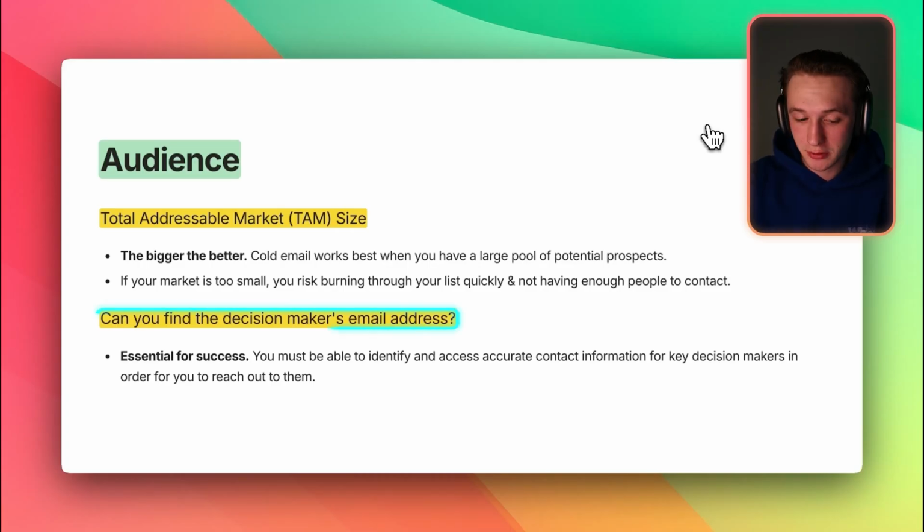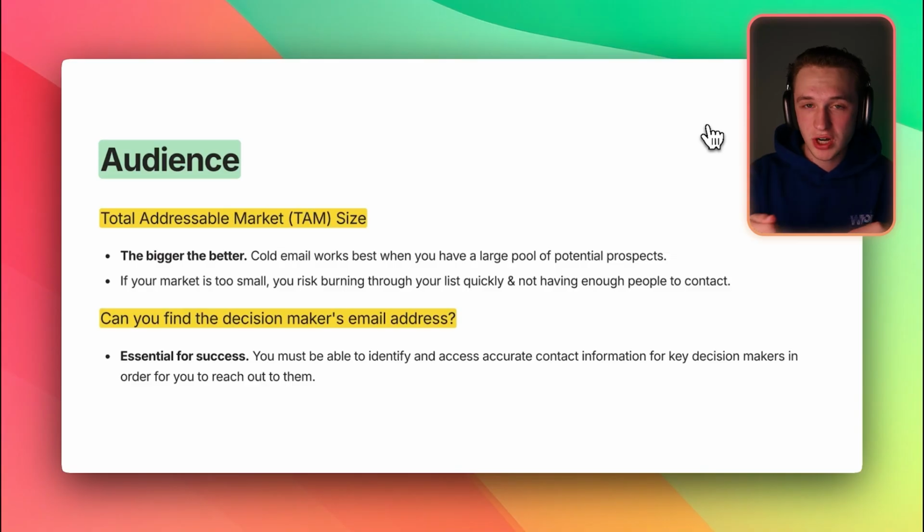Another part of it is, are you able to find the decision maker's email, right? So this is essential for success, and you have to be able to identify and see where these people congregate. A lot of the times this is on Apollo, on LinkedIn Sales Navigator, on other data sources like that. And you need to have access to a lot of accurate data on those key decision makers who are making those calls and calling those shots on whether they're going to hire your service, whether they're going to work with your brand and stuff like that. So you need to be able to reach out to enough people and have those contact information.